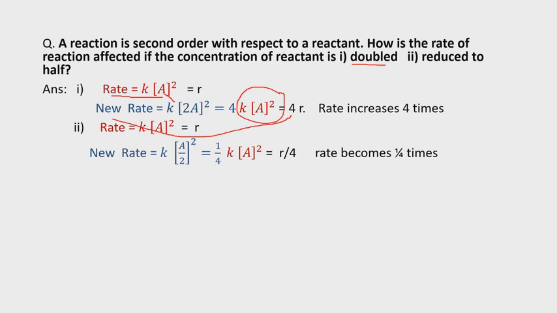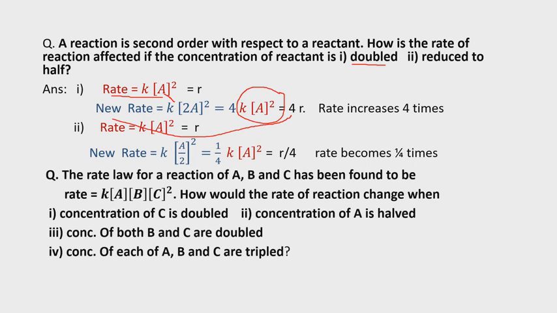This is a question for you. You have to solve this question. The rate law for a reaction of A, B and C has been found to be rate equal to K into A, B, C square. How would the rate of reaction change when the concentration of C is doubled, the concentration of A is halved, the concentration of both B and C are doubled, and the concentration of each of A, B and C are tripled? Try to solve. Easy question, you can solve it.